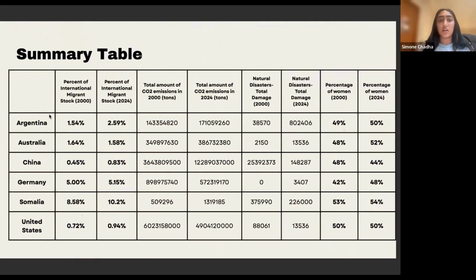And then we focused on 4 major variables in our analysis. The first one being the percent of international migrant stock, and then the second being the total amount of CO2 emissions in each country. The third being natural disasters, the total damage of natural disasters in each country, and then the percentage of women. But we also just looked at gender in general. And we looked at the years 2000 and 2024 for this key summary data table, just to see how these values would change over a longer period of time.